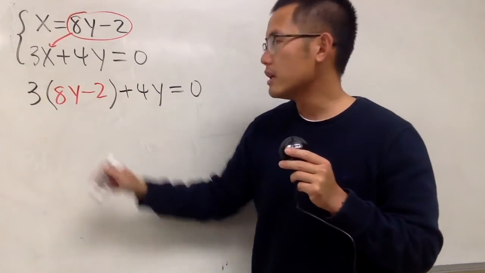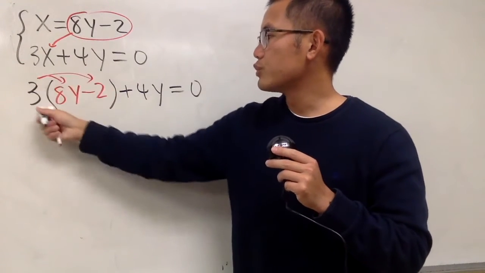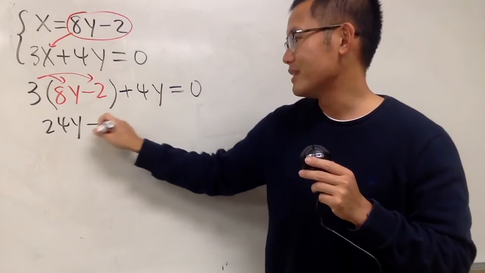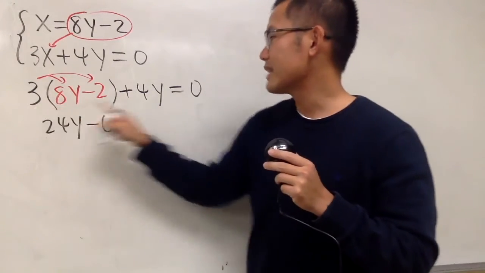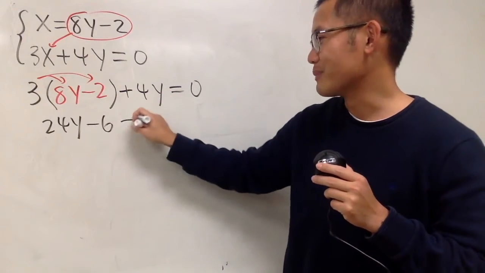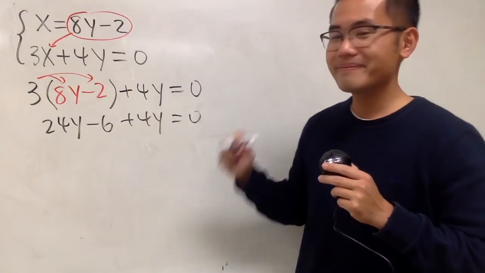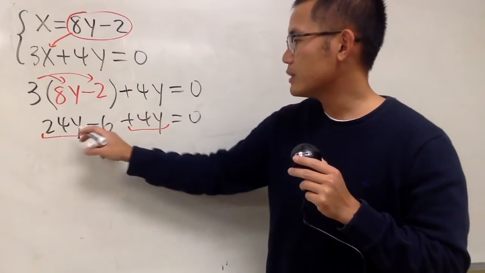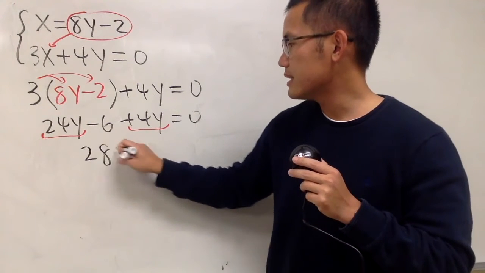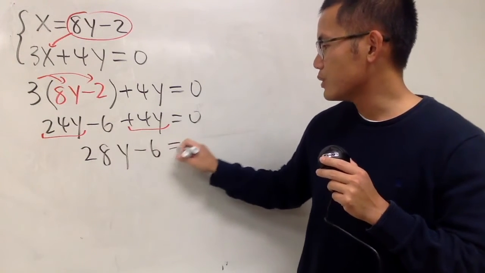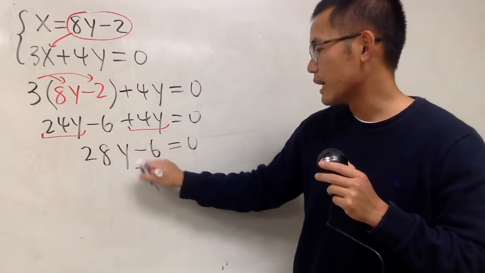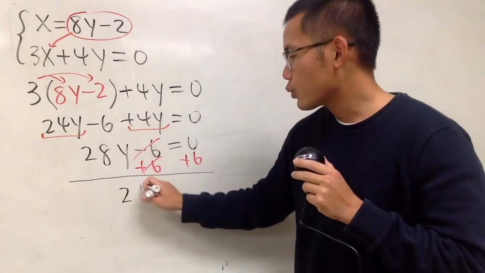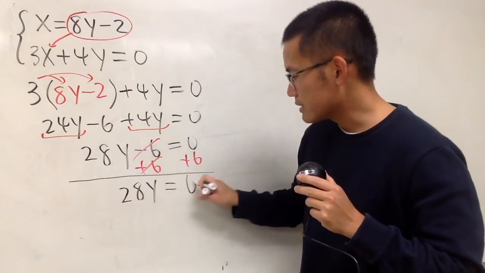From here, we can solve for y. Of course, go ahead and distribute. 3 times 8y, that's 24y. 3 times minus 2, that would be negative 6. And then we continue, just write down plus 4y. That's equal to 0. Okay, to continue with this, combine like terms, and we see that this is 28y, and then the minus 6 is equal to 0. And I will just have to add a 6 on both sides, so that they cancel. And then I will end up with 28y equals positive 6.